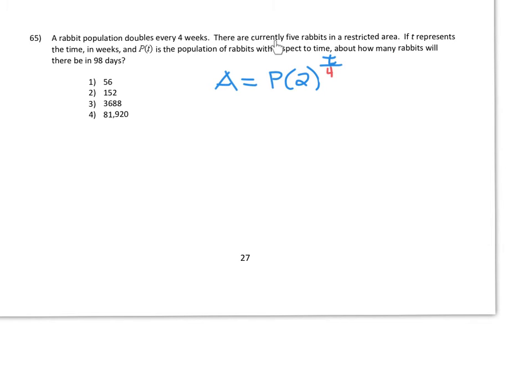Now it says there are currently 5 rabbits. So that's the initial amount of rabbits we're starting with. So the initial is P. So I'm going to replace that P with a 5. Okay.